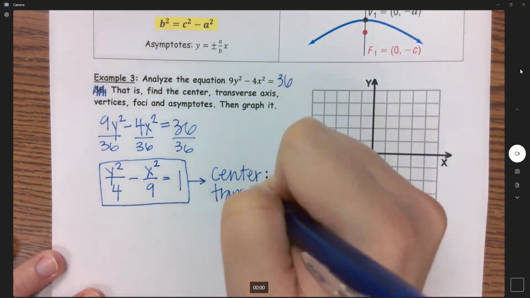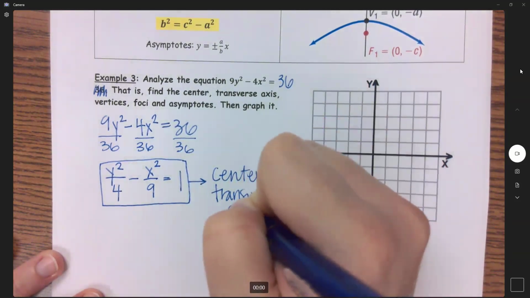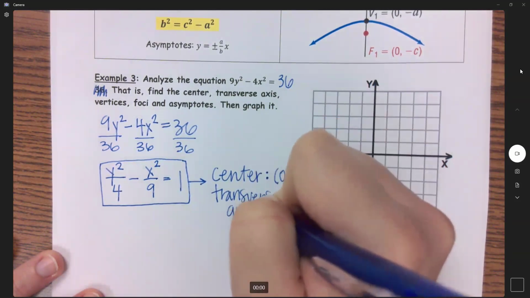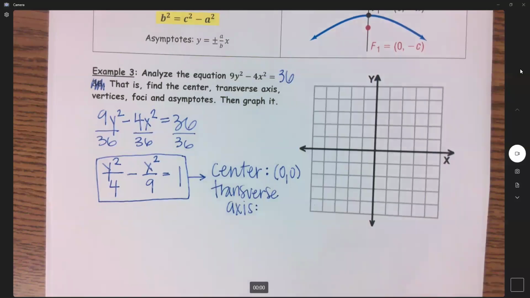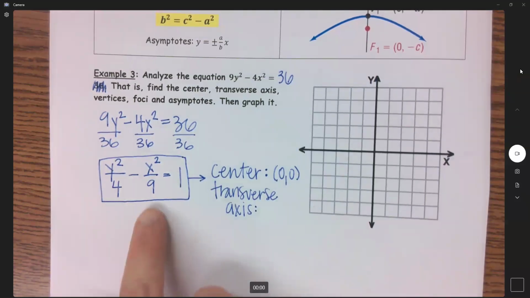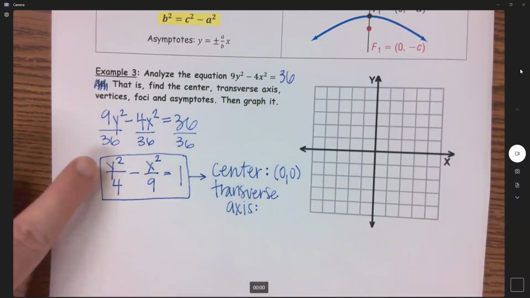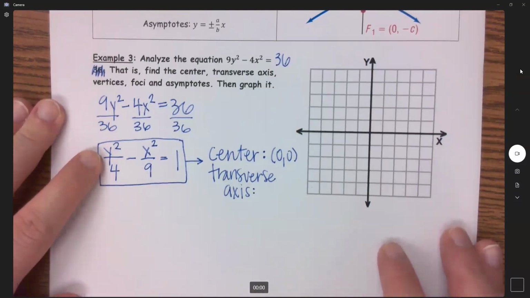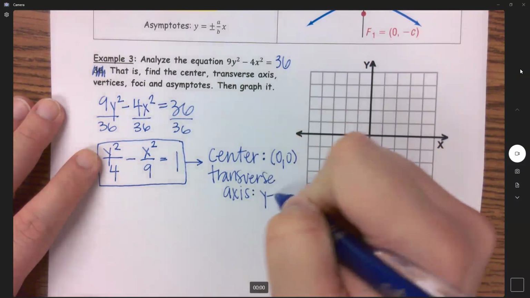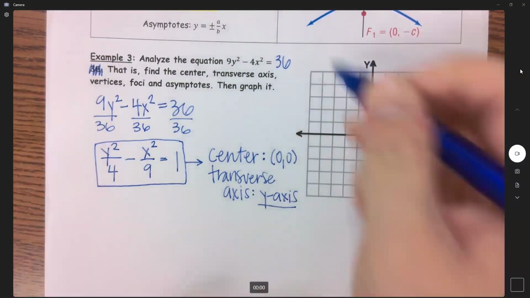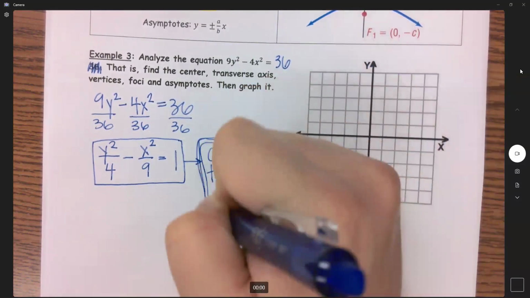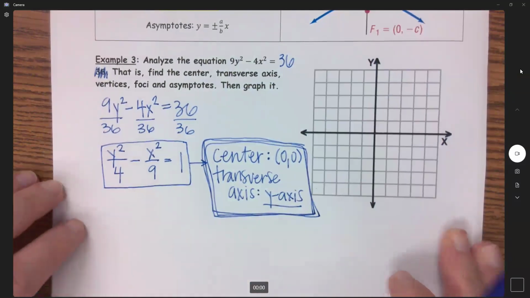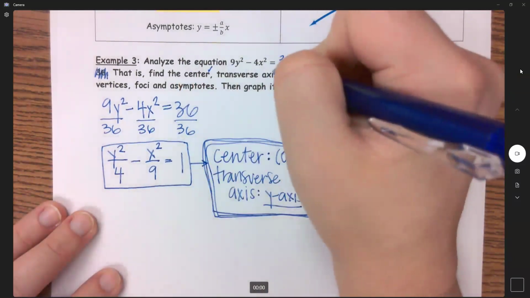And then where is my transverse axis? Okay, if you said x-axis, you're thinking in your old ways like ellipse. It doesn't matter that this bigger number is under the x. What is first, what is positive, is what we look at for our transverse. So our transverse axis is the y-axis. Okay, so there's 2 of my 5 questions. So we have found center and transverse axis.